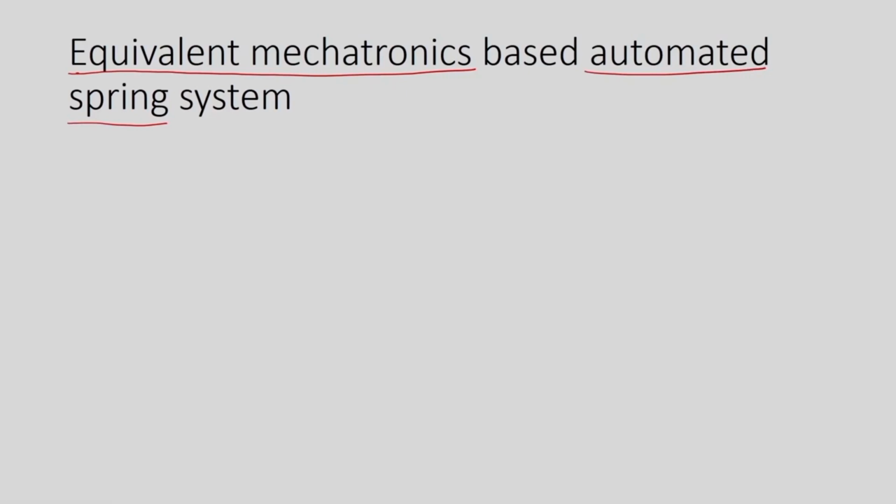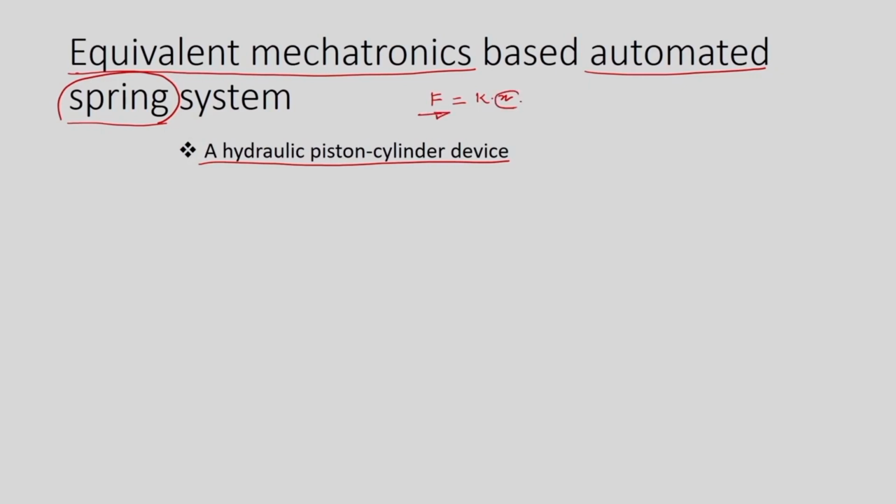Here I am considering the spring as a model, and that mechanical system model we have to convert into a mechatronics based system model. For this purpose I am considering a hydraulic piston cylinder device. As you have seen in the spring, we have to mimic Hooke's law, that is F is equal to K into X. Whenever we apply a certain force, we get the displacement. So, to have an automated system, here I am taking a hydraulic piston cylinder device.